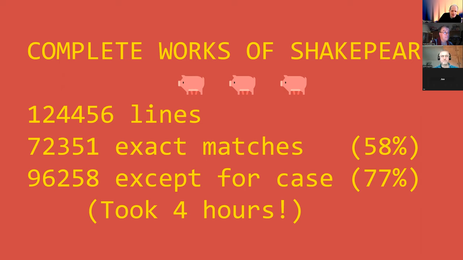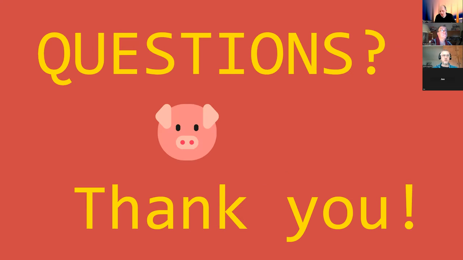So I thought, well, let me run it on the complete works of Shakespeare to see how I'm doing overall. And so I do a round trip through. It's 124,000 something lines. A lot of them are exact matches, 58% at the end after a little bit of tweaking. And if I ignore case, then 77% are. But this whole process is slow because I'm trying all these rotations, and my technique for scanning through the dictionary is inefficient. I didn't use a hash table. So it took 4 hours to run. It is what it is. I'm excited to see what others have tried here. This one proved challenging even to me.